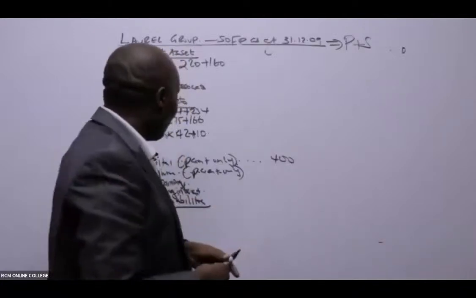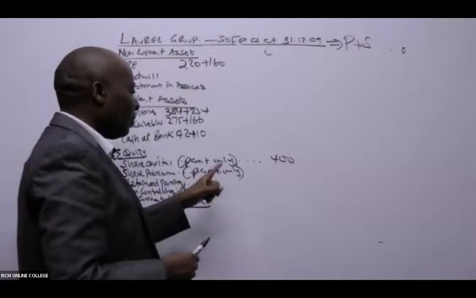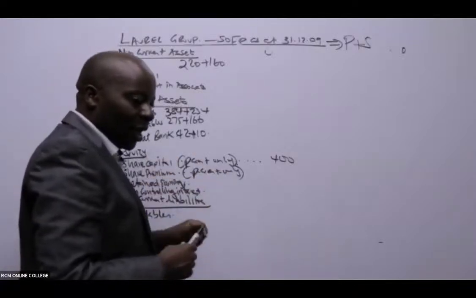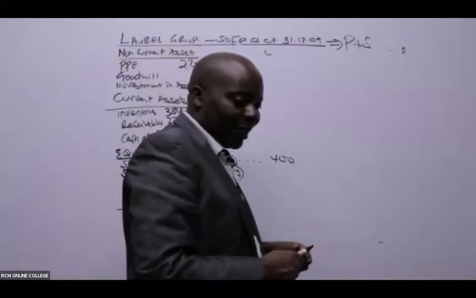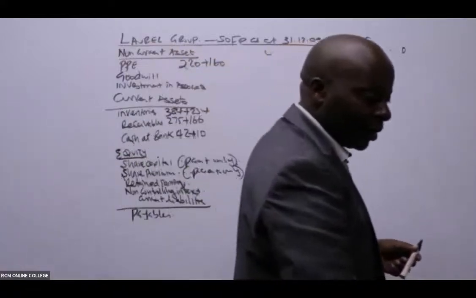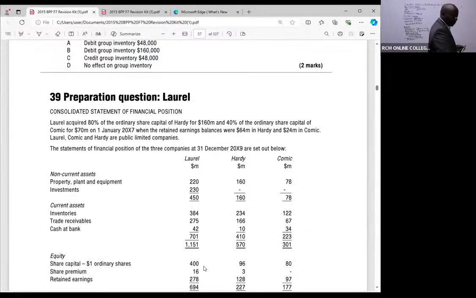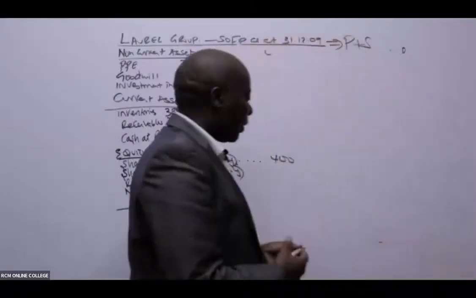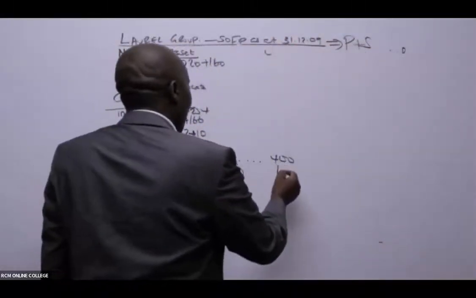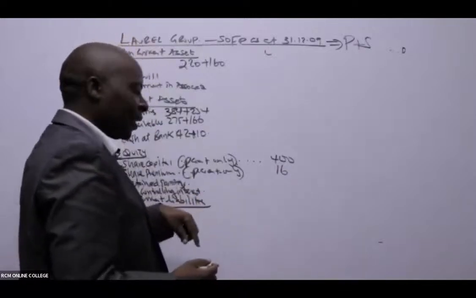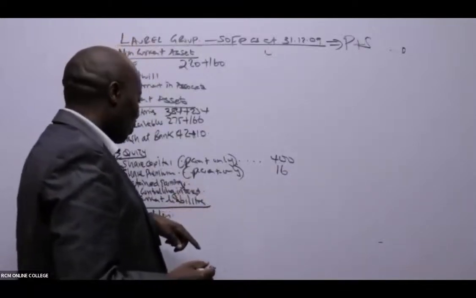Another 3 marks is for this share premium. Are you able to see the share premium, parent only? How much do we have there? 16, right? That figure is very small. Why did they give us a very small premium? 16, yes, you're right. So here we have share premium, 16. Now, retained earnings and non-controlling interest later. We need workings for those.